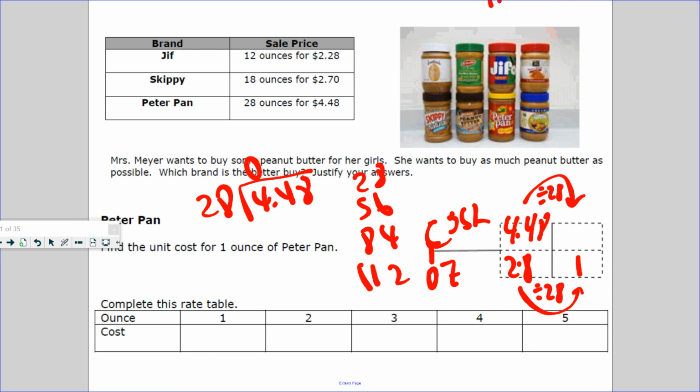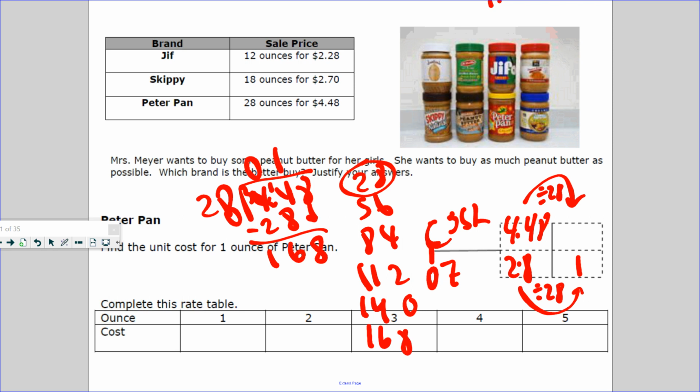Can 28 go into 4? 0 times. Which 28 is closest to 44? The first one. If we subtract 44 minus 28, that's regroup. That's a 3. This is 14. That's 16. Bring down the 8. Oh, goodness. How many 28s go into 168? If I add again, it's 140 and 168. 1, 2, 3, 4, 5, 6 times. So it costs 16 cents for 1 ounce.